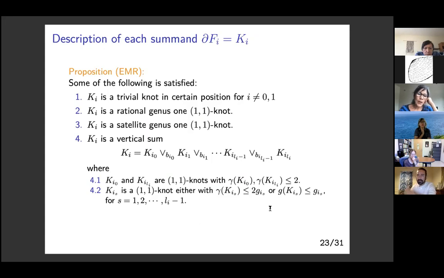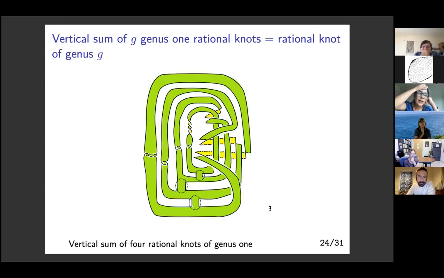Another thing we did in this project, since the family of 1, 1 knots contains rational knots, was to show also in this paper that we can obtain a rational genus G knot by a vertical sum of G genus 1 rational knots. So let me show you with an example how we prove this.